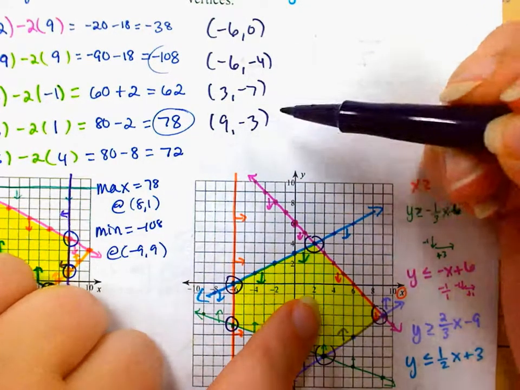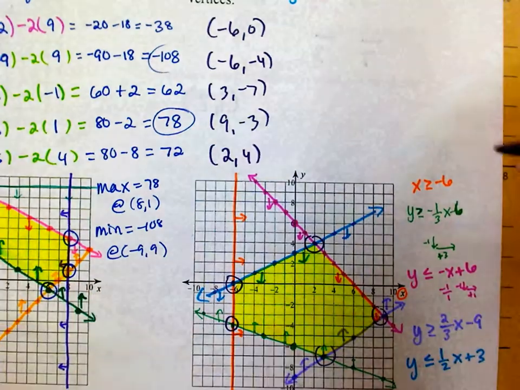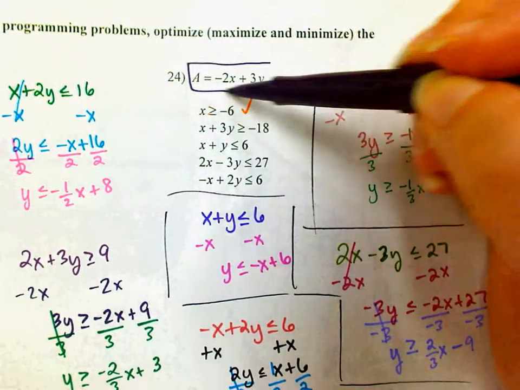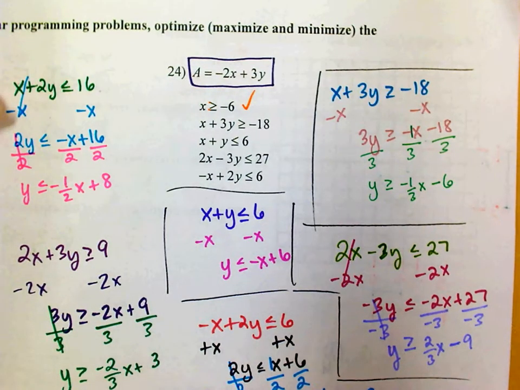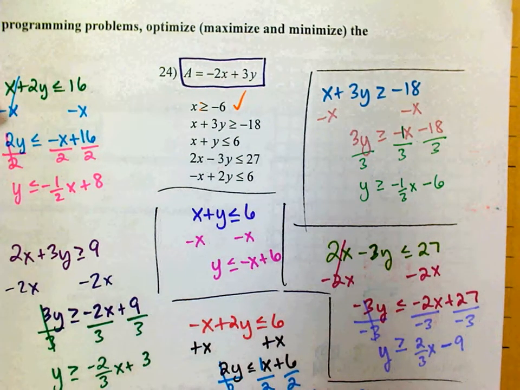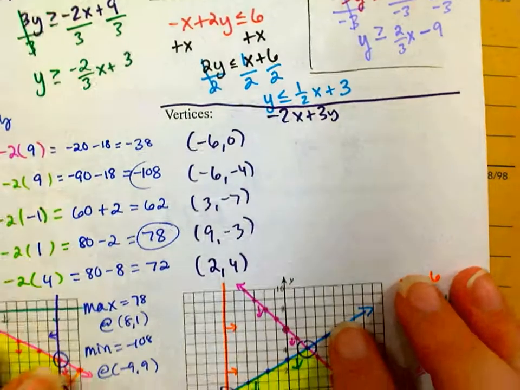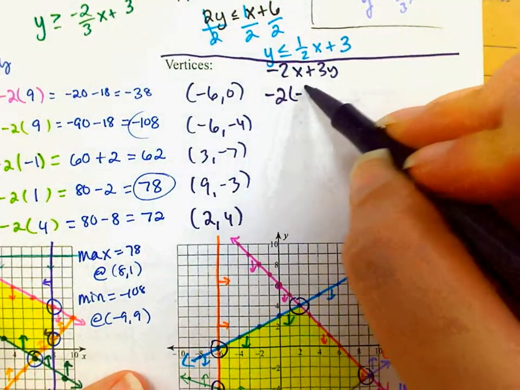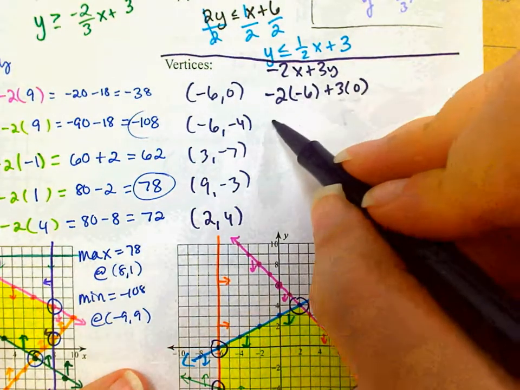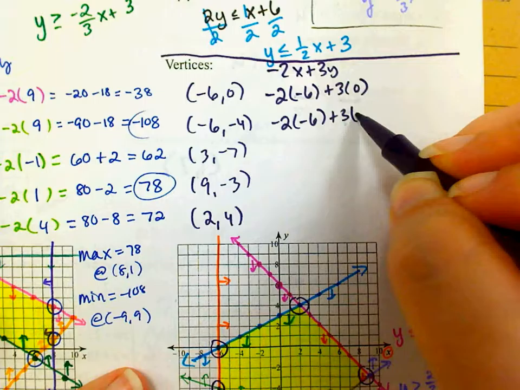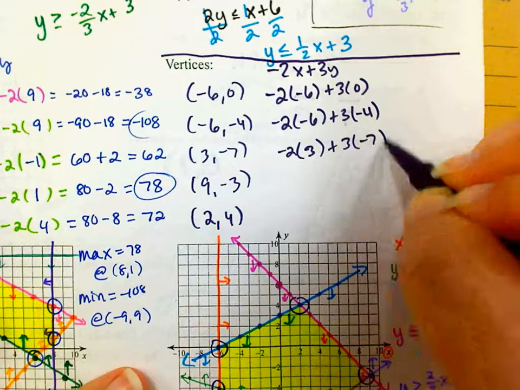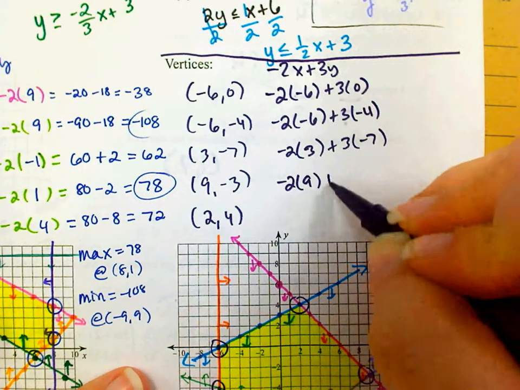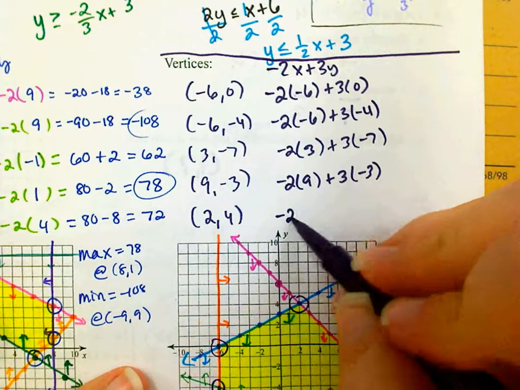What am I plugging them into? The one that has both x's and y's in it, -2x plus 3y. So I'm going to plug this into -2x plus 3y. -2 times -6 plus 3 times 0. -2 times -6 plus 3 times -4. -2 times 3 plus 3 times -7. -2 times 9 plus 3 times -3. -2 times 2 plus 3 times 4. You don't have to write this out if you just type it in your calculator. I'm going to go ahead and write it out so you can see what I'm doing.